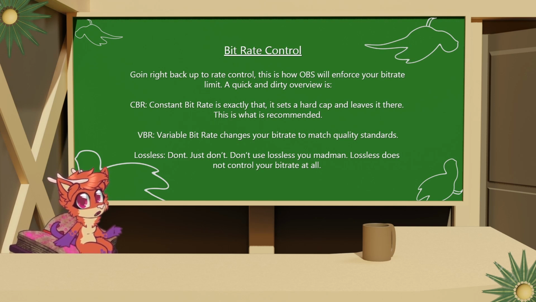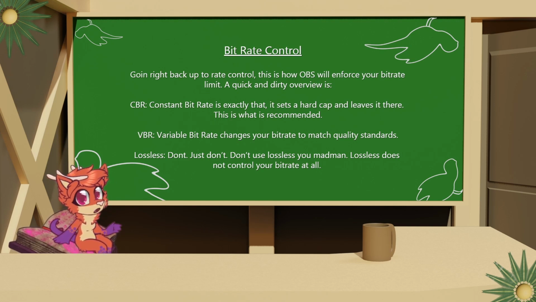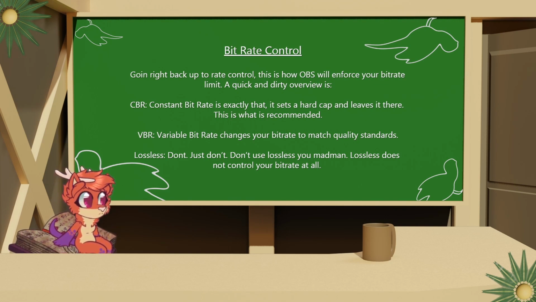Now, there is variable bitrate, or VBR, which changes your bitrate to match quality standards. In general, this is okay. It will cause some issues, but if you're doing a lot of stuff on the same network and you need OBS to really hammer in and lock in to as high as it can go without causing any problems, it can do that. I see that in the chat.